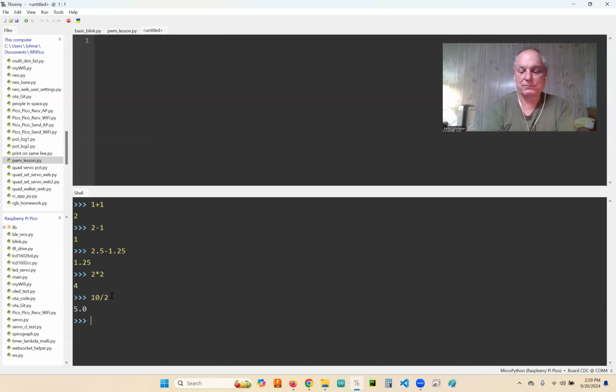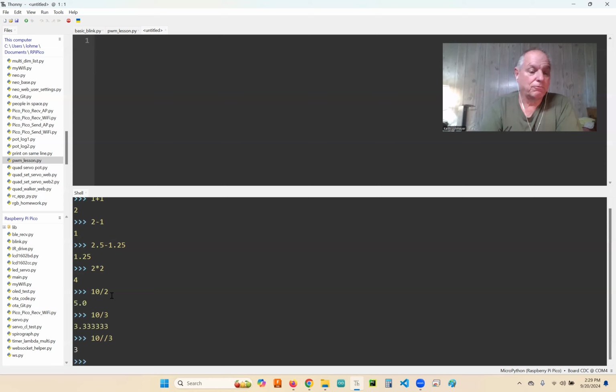So we can change that. We could say, well, let's do 10 divided by 3. And now you're going to get 3.3333. There's a way that you can force it to do integer division. So you could say 10 and then use double slashes and 3. And what this does is it just drops everything after the decimal place. It doesn't round it, and we'll show that in a second. So 3.